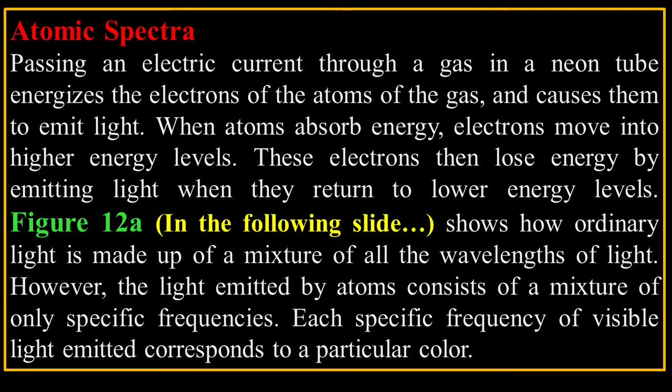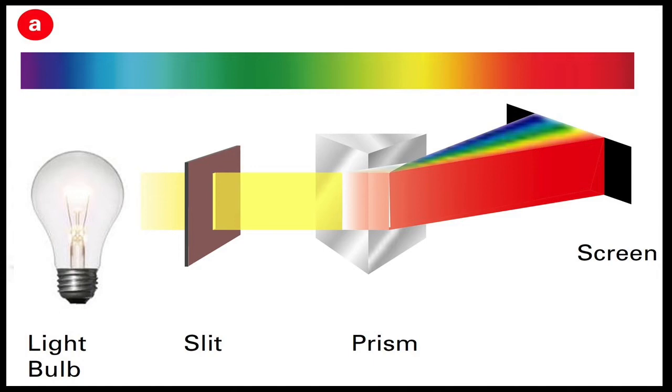Figure 12A, in the following slide, shows how ordinary light is made up of a mixture of all the wavelengths of light. However, the light emitted by atoms consists of a mixture of only specific frequencies. Each specific frequency of visible light emitted corresponds to a particular color. So what we're going to look at now is, if I have a light bulb, an incandescent light bulb, remember what incandescence is. Incandescence is going from infrared to visible light. So it goes through this slit, then through the prism, then onto the screen, and you can see the colors of the spectrum.